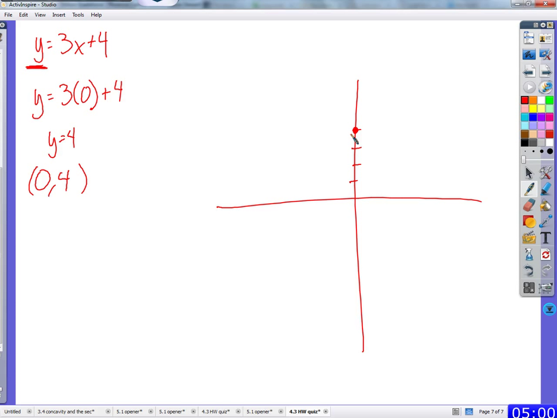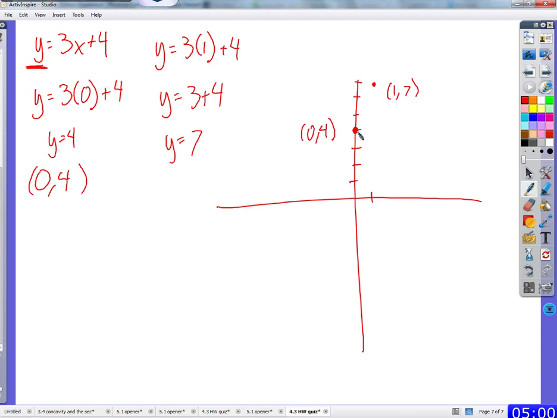Is there another number that would be really easy to plug in? 1. Plug in 1 for x. Okay, 3 times 0 is probably the easiest multiplication problem you can think of, so 3 times 0 is optimal. 3 times 1 is also very easy. We think times 1 is itself, so y equals 3 plus 4, y equals 7. 1 comma 7 and 0 comma 4. And now we have enough information to draw our line.